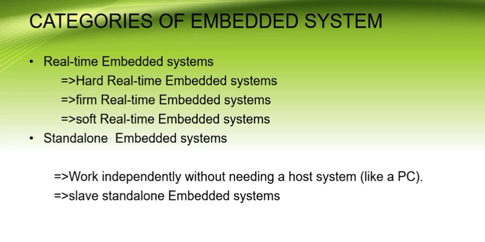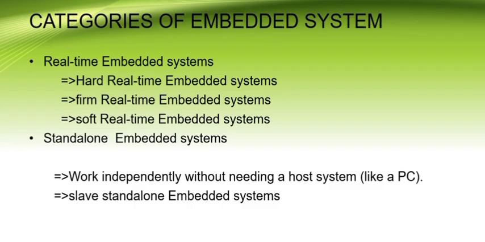Hard real-time embedded systems are systems where the deadline is strictly followed and there is a chance of life loss. Examples: airbags, pacemakers. Firm real-time systems are systems where there is a chance of property loss. Examples: fire alarms in garments, rovers. And soft real-time embedded systems can accept some amount of delay. Examples are microwave, washing machine.